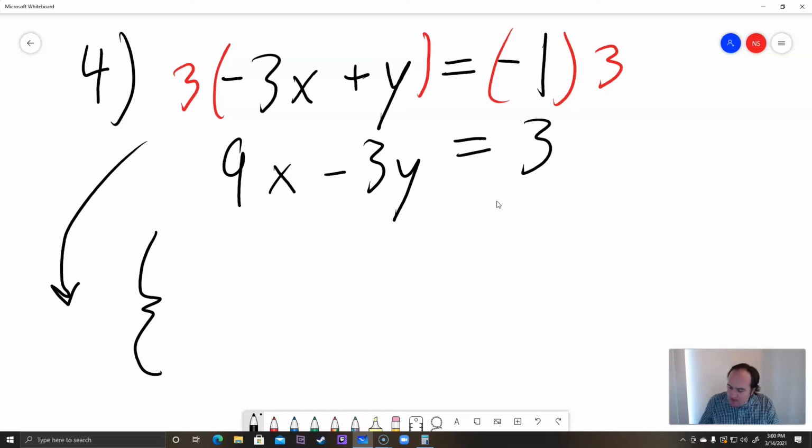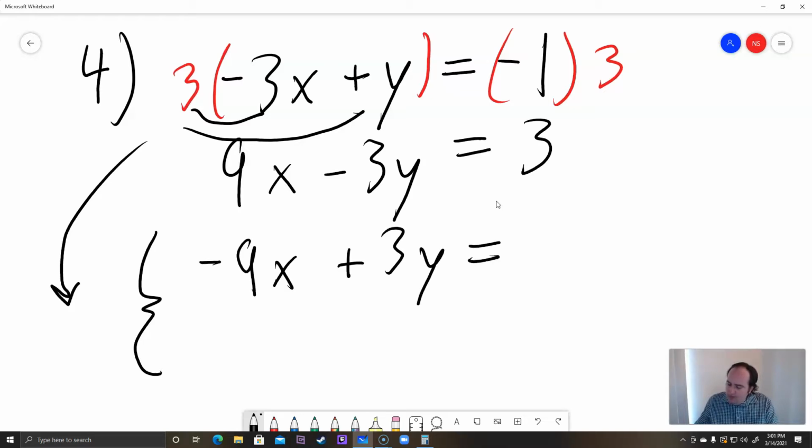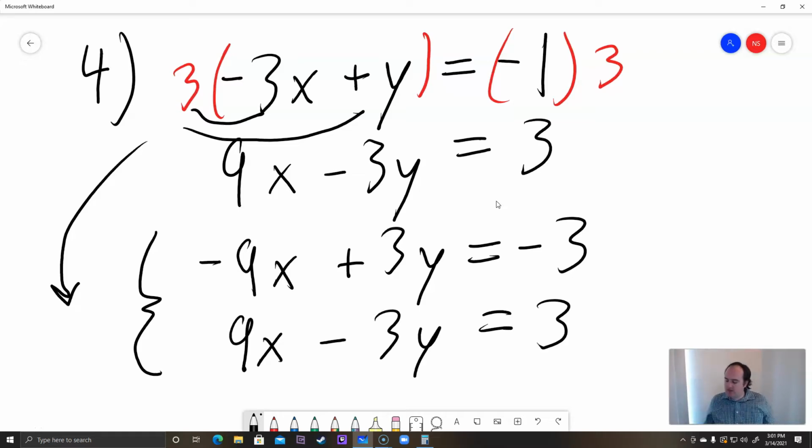So the top equation is now going to be, if we distribute the 3, we get 3 times negative 3x is negative 9x. 3 times y is 3y. And then on the other side, negative 1 times 3 is negative 3. And then the bottom equation is still 9x minus 3y equals positive 3. All right, so now we can see that the y's are going to cancel, so we're just going to go ahead and add straight down.